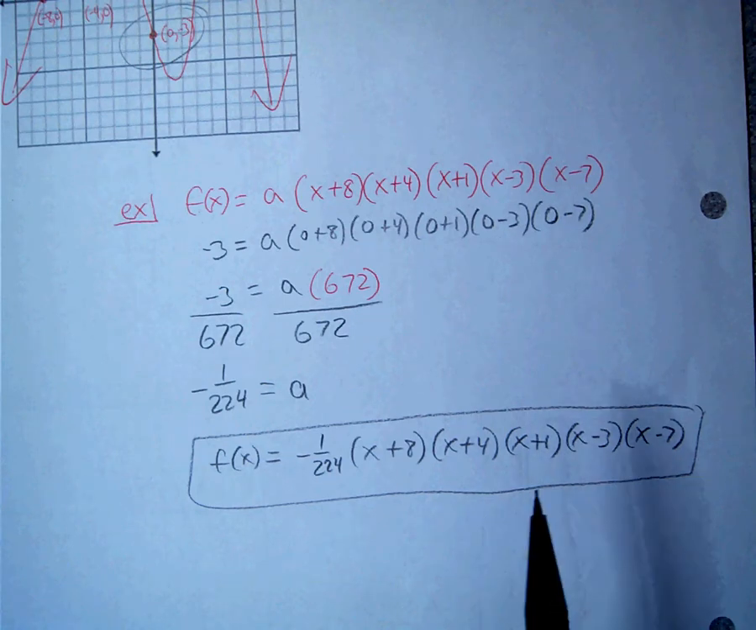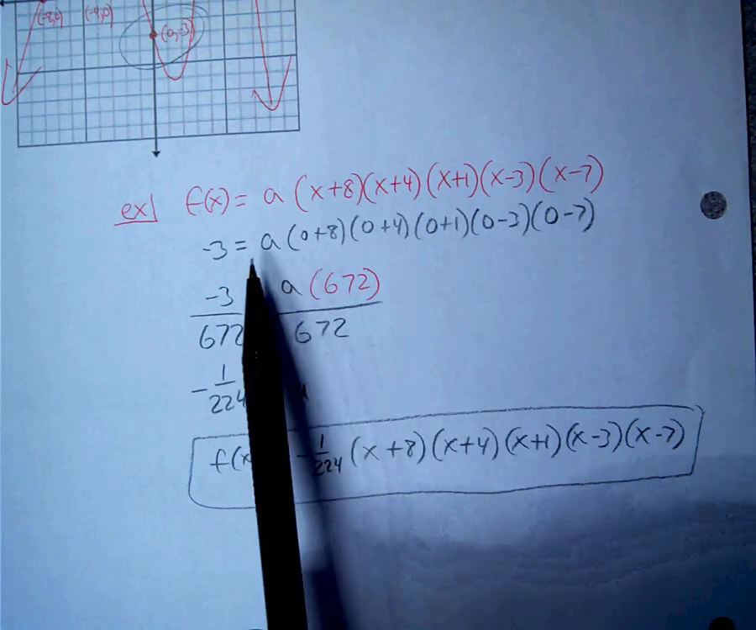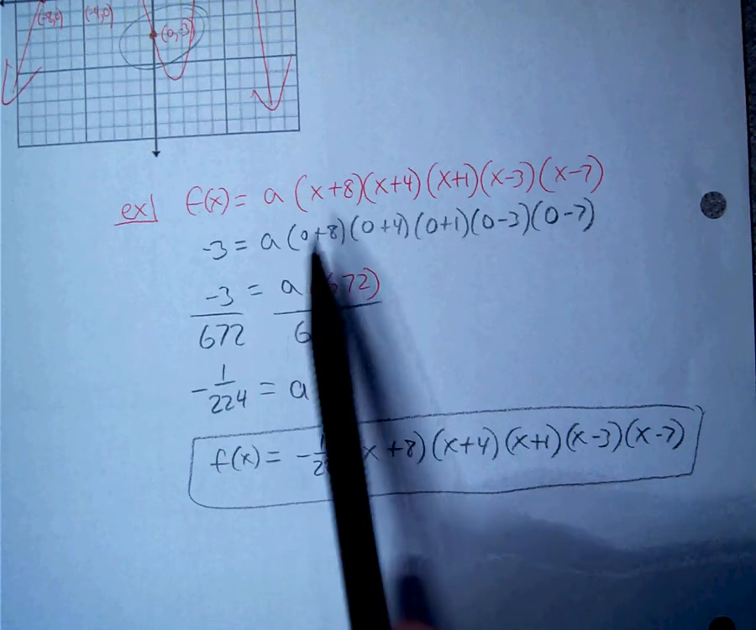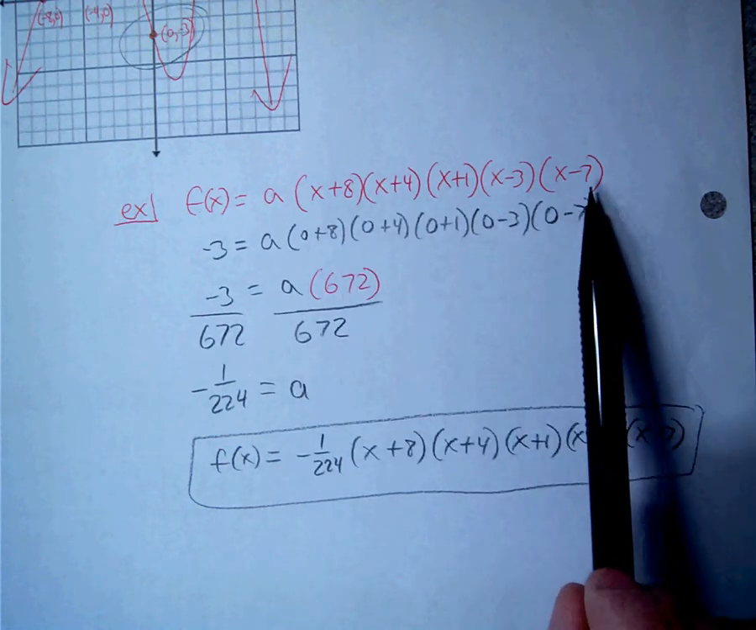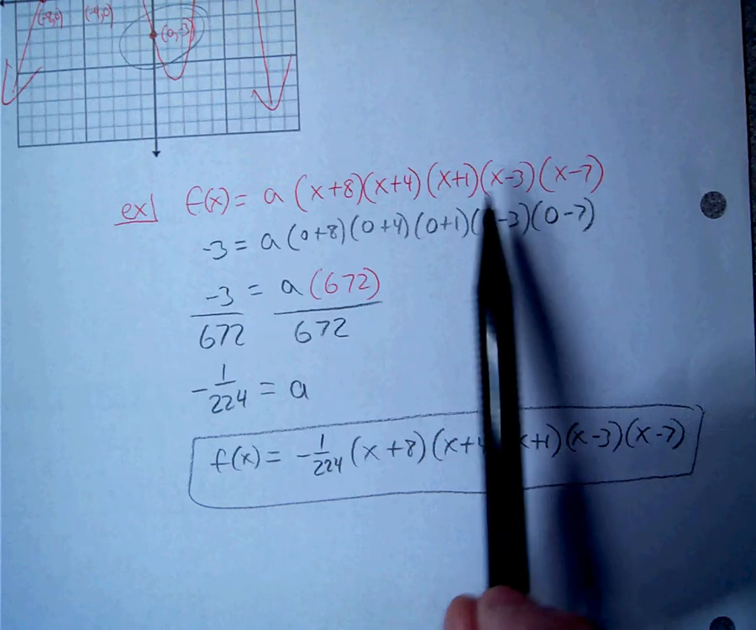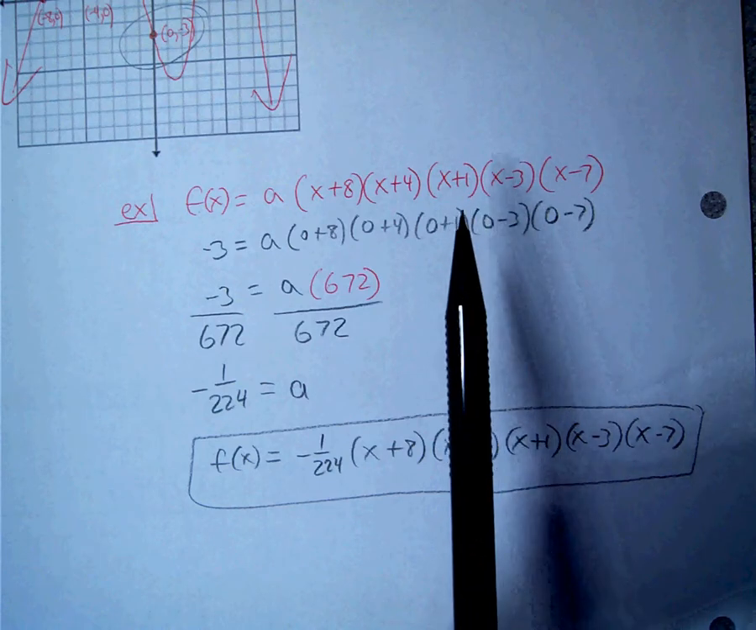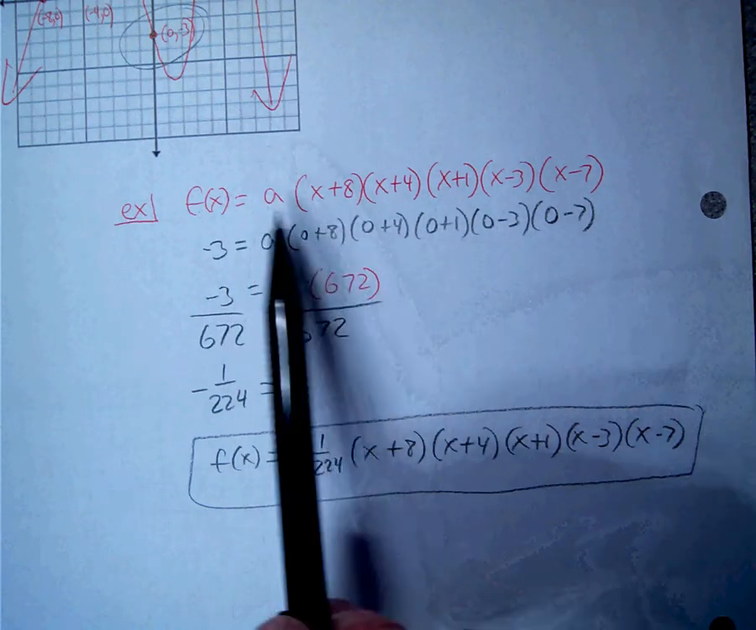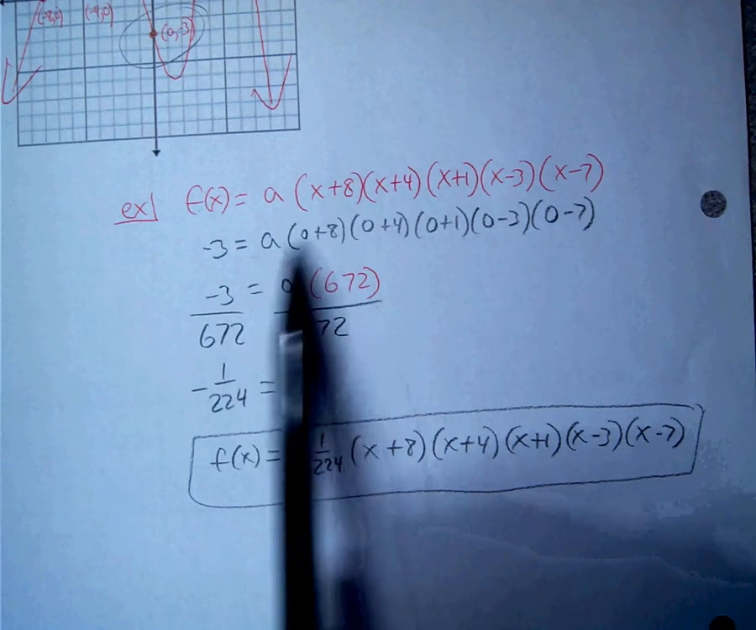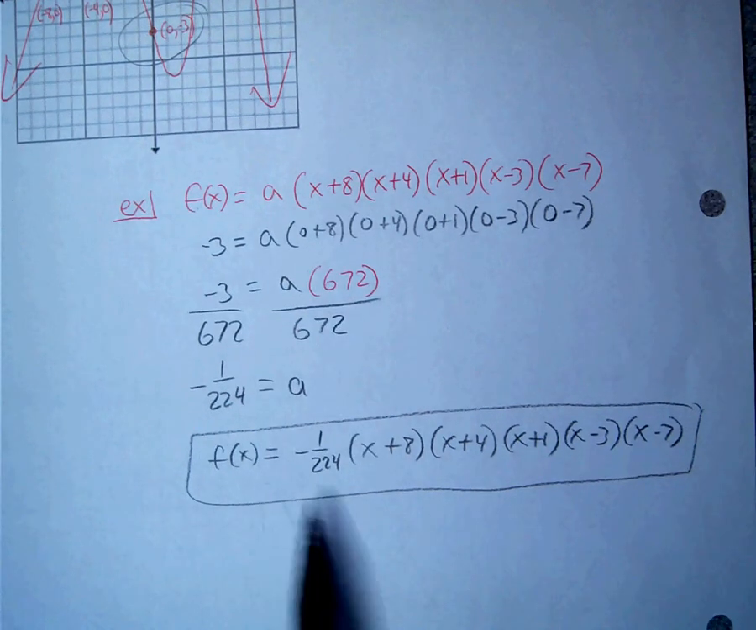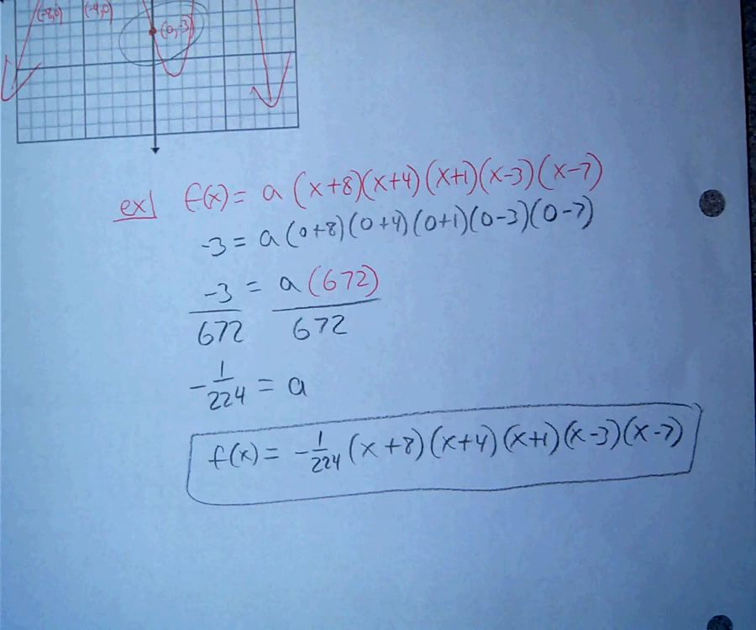Take your zeros from your graph. Write your factors. Take an extra coordinate that your graph goes through that's not a 0. Plug it in for x and y temporarily to solve for a. So we're not limited just to cubic functions. You could write higher degree polynomial functions as well.